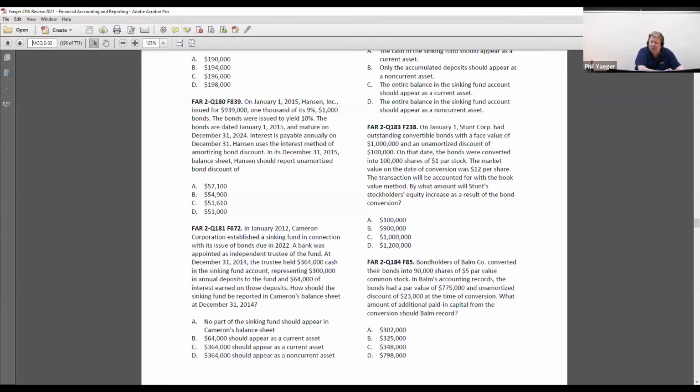No, they give you par too, though, right? No, they're accounting for it at book value. You'd only use the market value if they asked for the market value method. So the $12 is just to throw you off. You see that? Yes.